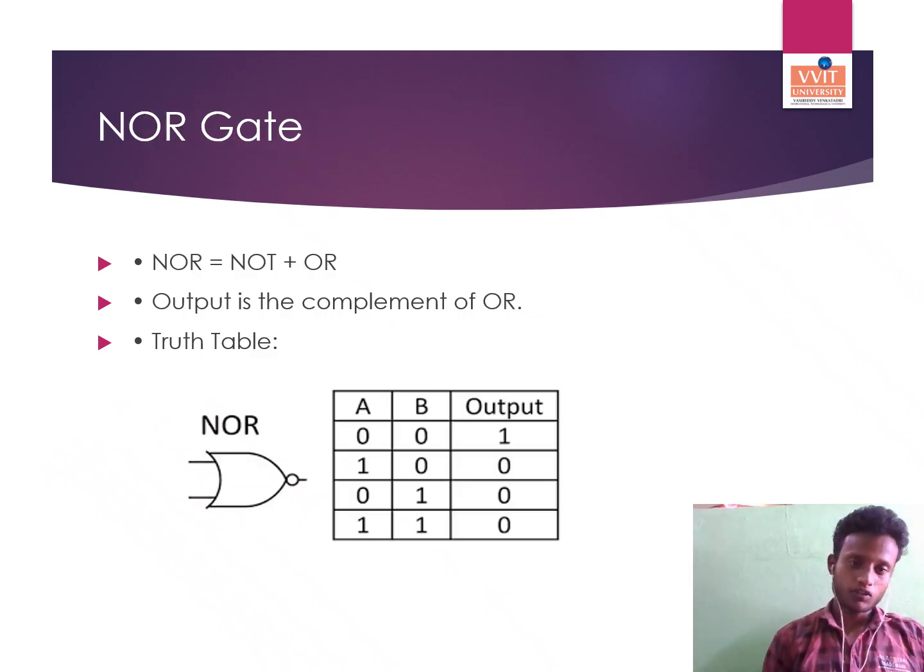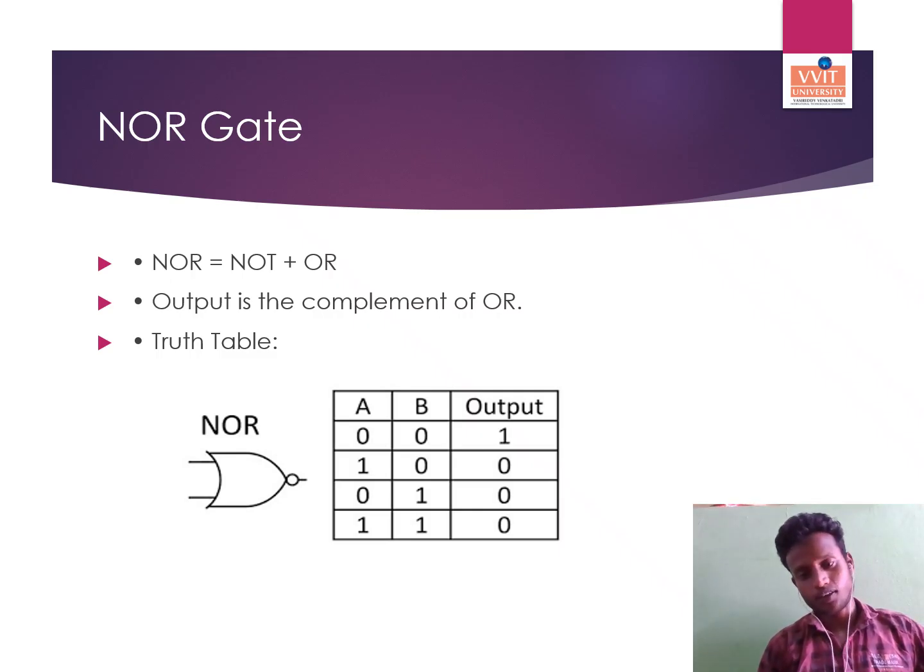Now we are going to the NOR gate. The NOR gate is nothing but a NOT and OR gate, the complement of the OR gate. In the function of the NOR gate, if any one input is high, the output is low. What is the function of the OR gate? If any one input is high, the output is high. Understand? The complement of the OR gate.